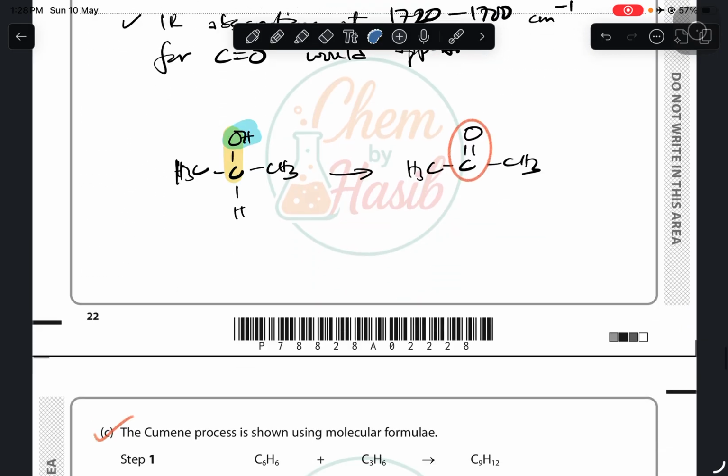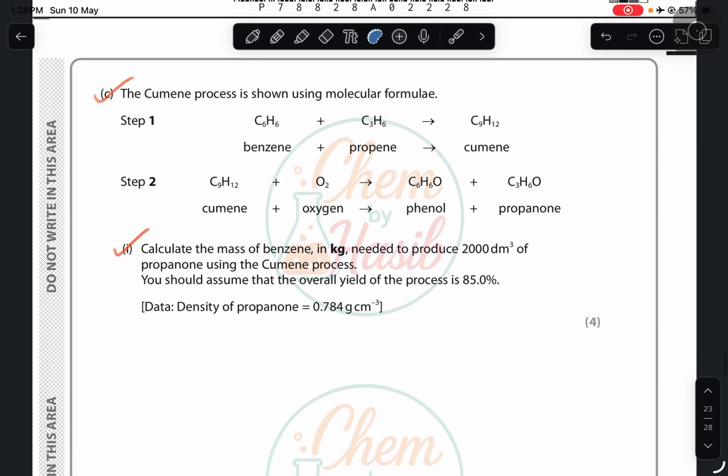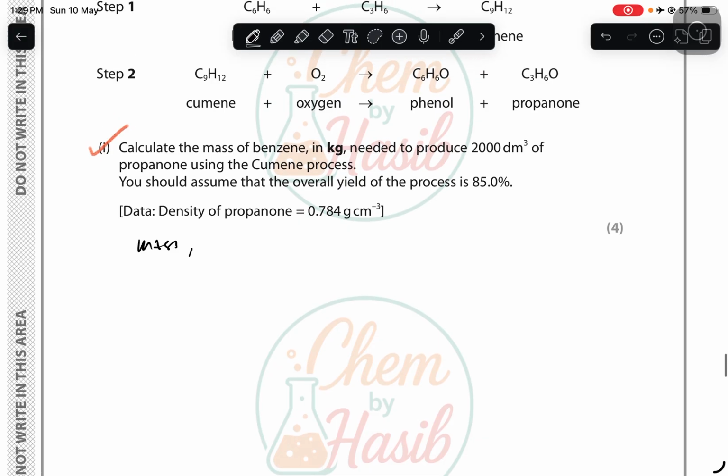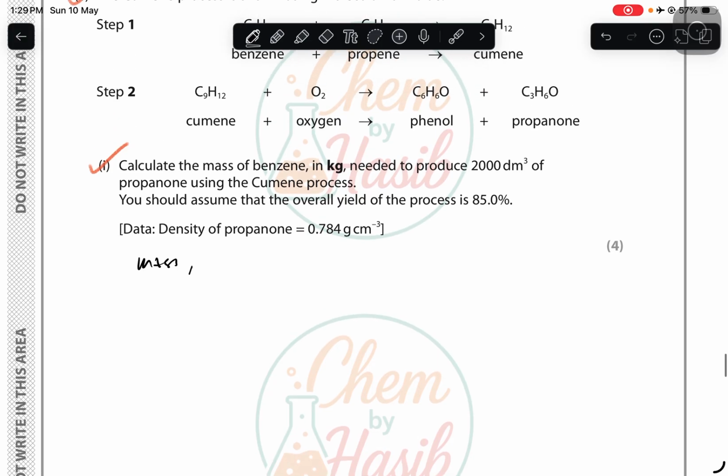It says you have to calculate the mass of benzene in kg needed to produce 2000 dm cube of propanone using this particular process. Now, whenever you are asked to find the mass of the reactant, you must find the theoretical yield first. In order to find the theoretical yield, we should find the mass of the product. Now, which is the product here? Propanone. Propanone is the product here.